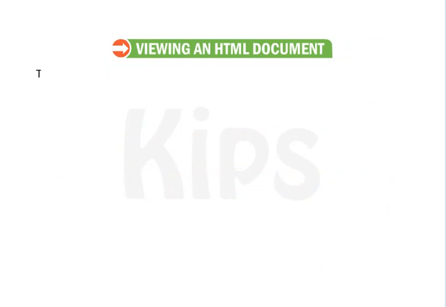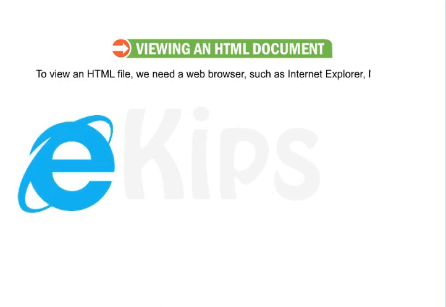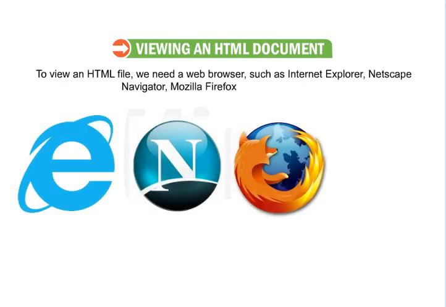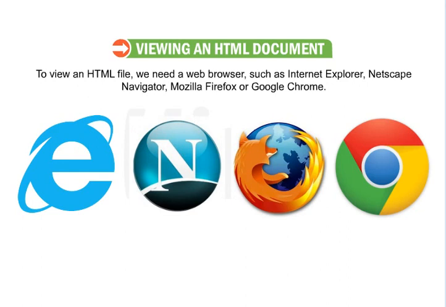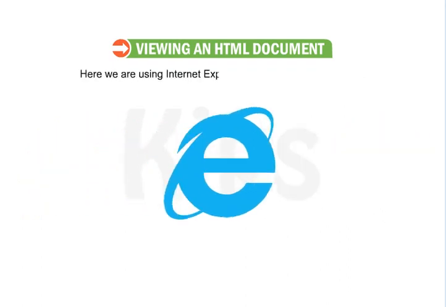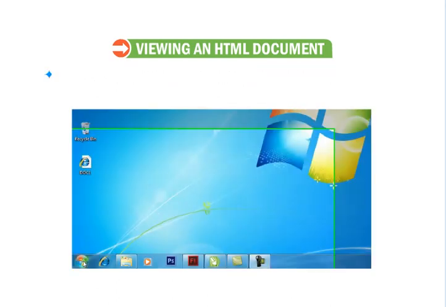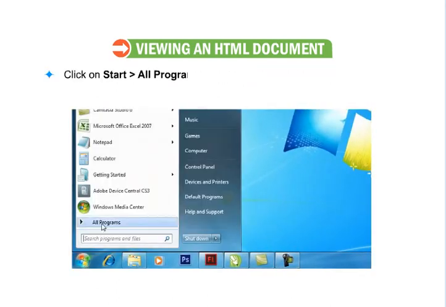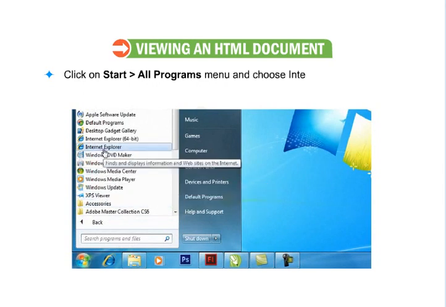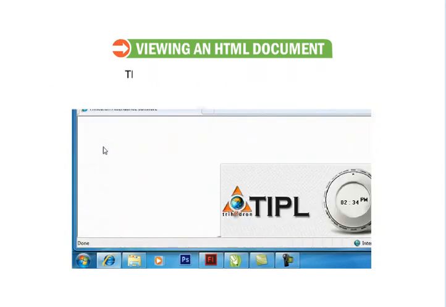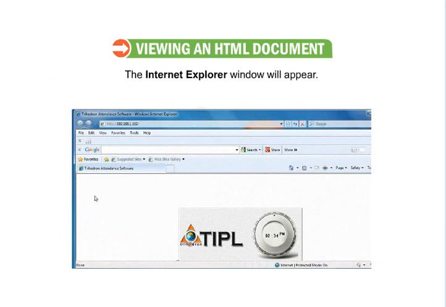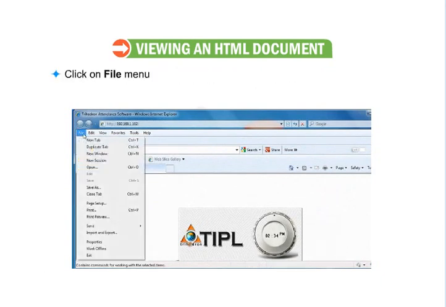Let us learn how to view an HTML document. To view an HTML file, we need a web browser such as Internet Explorer, Netscape Navigator, Mozilla Firefox, or Google Chrome. Here we are using Internet Explorer as it is a part of Windows. To view your first web page, follow these steps. Click on Start, then go to the All Programs menu and choose the Internet Explorer option. The Internet Explorer window will appear.